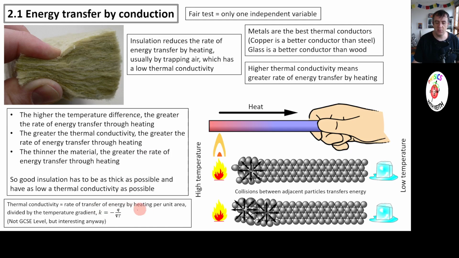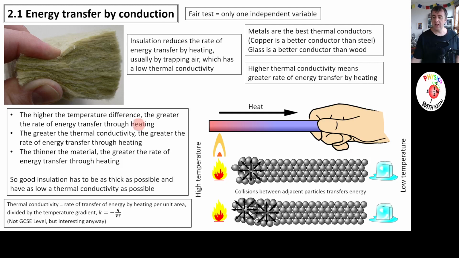Okay, we take this equation, we rearrange it. K is some quantity to do with the material. You can't change that. And the del T is the temperature gradient. So in 1D, it's just the difference in temperature divided by the distance along this bar. So multiply those two together. That gives you the rate of energy transfer by heating per unit area, Q.